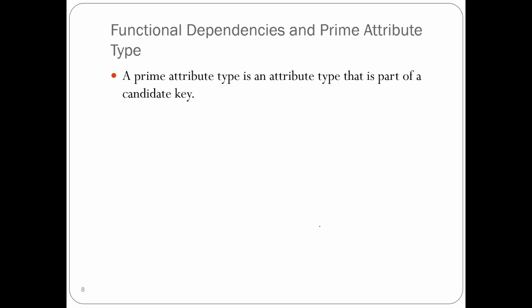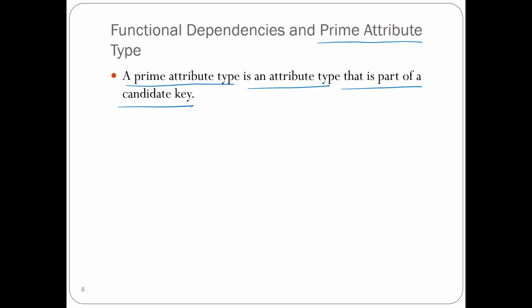Okay, so let's keep moving. The functional dependencies and attribute types, what we have here. Now we have the definition of the prime attribute. What is a prime attribute? A prime attribute type is an attribute type that is a part of a candidate key. I hope you remember what a candidate key is, right? It's from the last lecture.